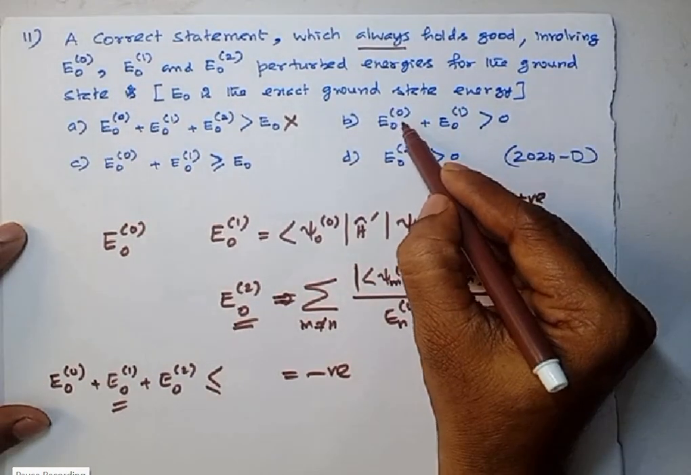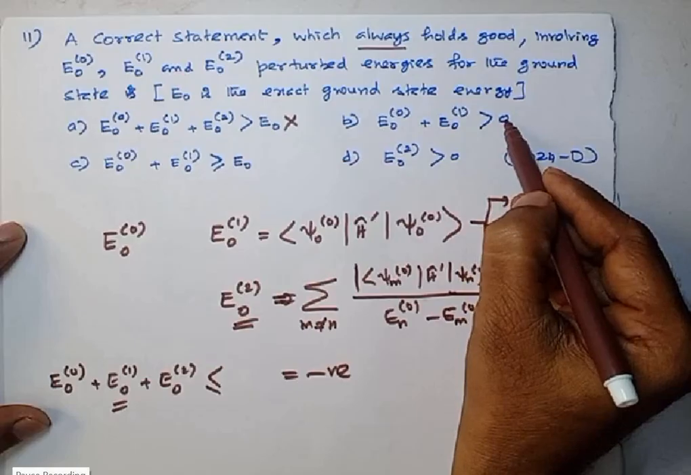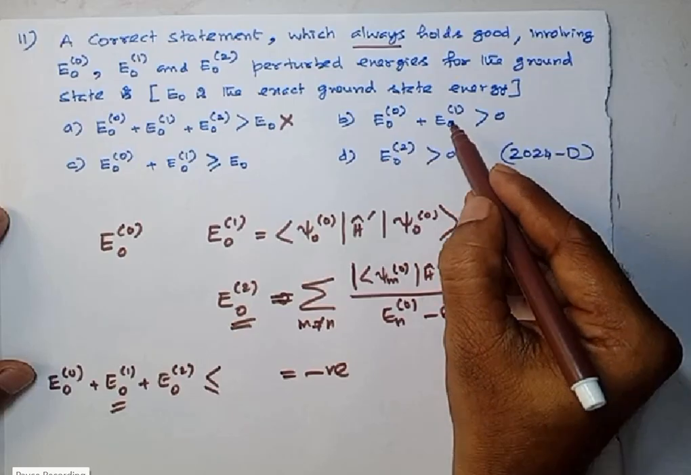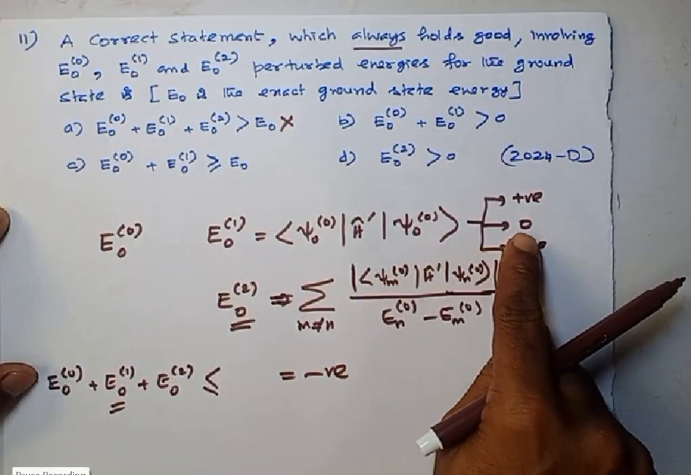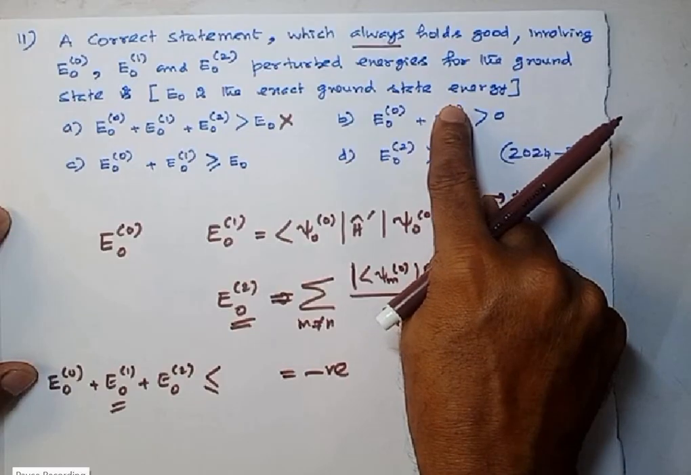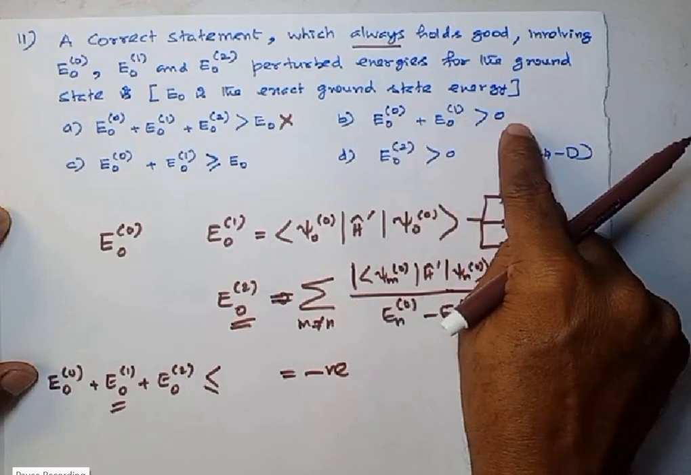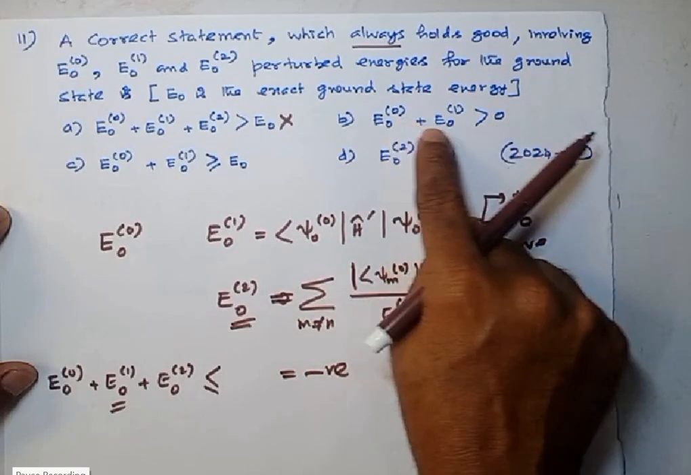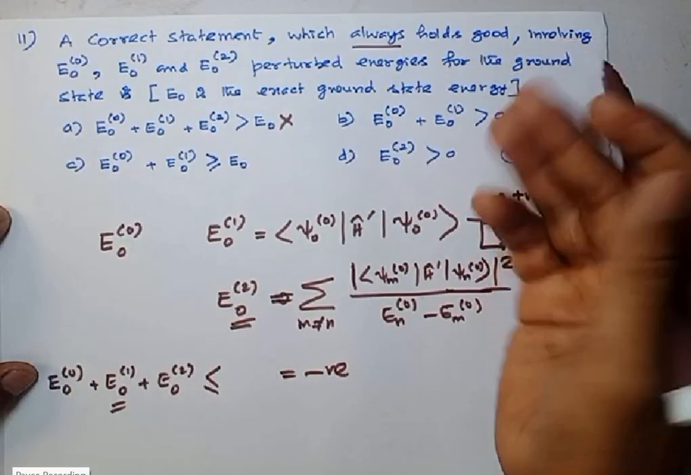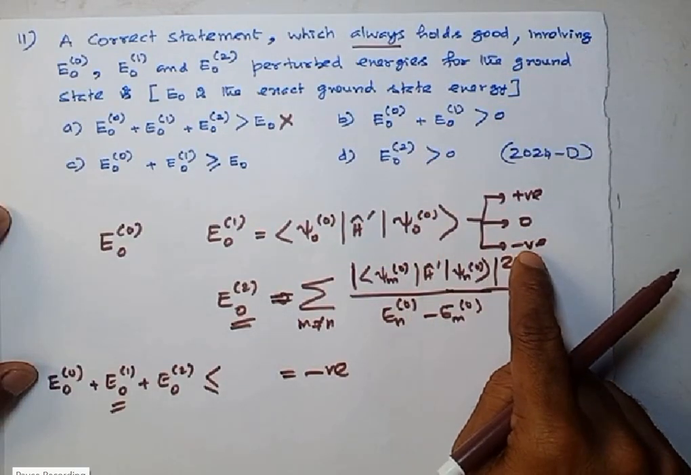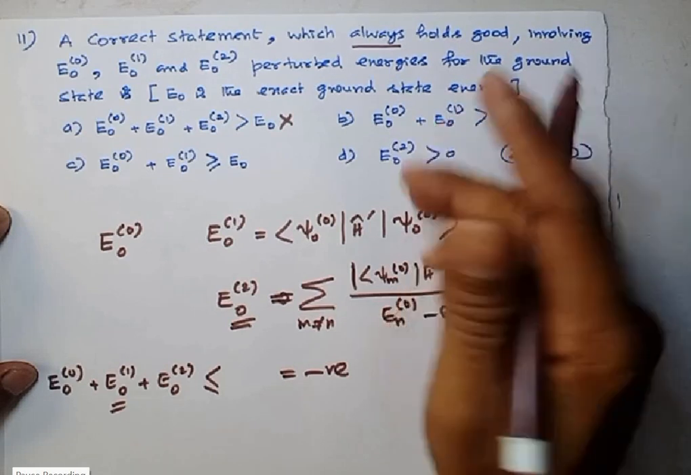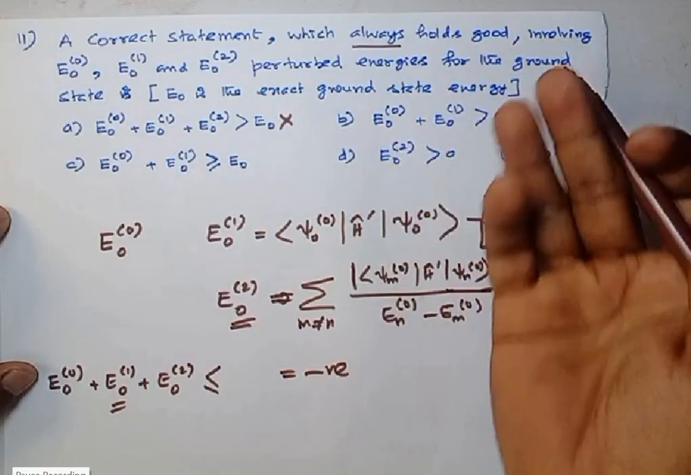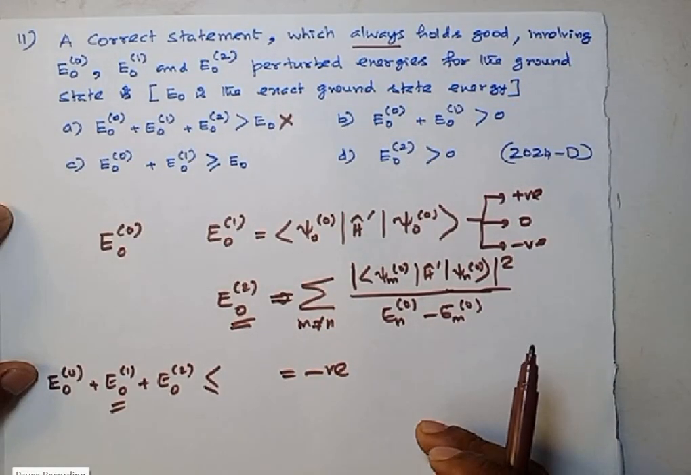What about this? Listen, the sum of these two. Is it always greater than 0? Not necessary. Why? Because the first order correction may sometimes be 0 also. Suppose this is 0, then you will get the E naught. In the problem they are asking greater than 0. Is it always positive? That we cannot say. Why? Because the first order correction value can also be negative. If this is negative and suppose the negative value is large in magnitude, then the sum of these two may be less than 0 also. So this is also wrong.